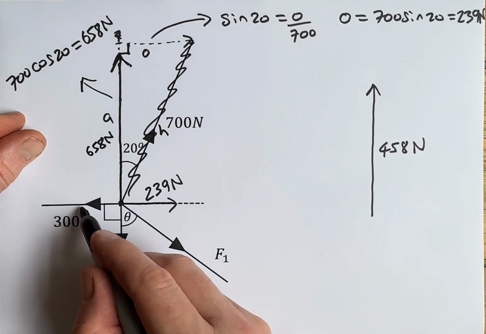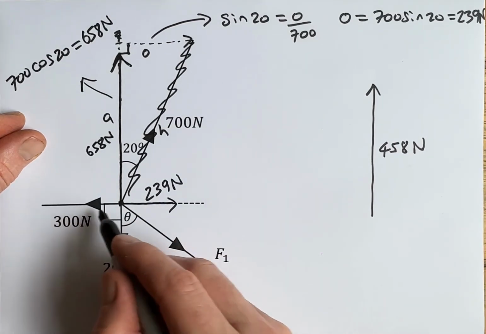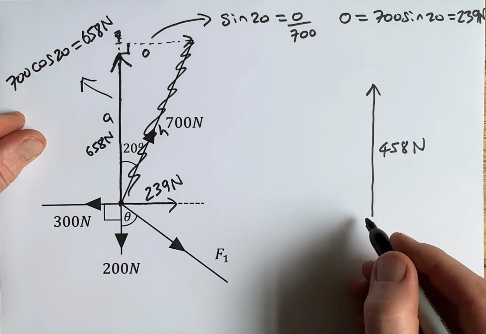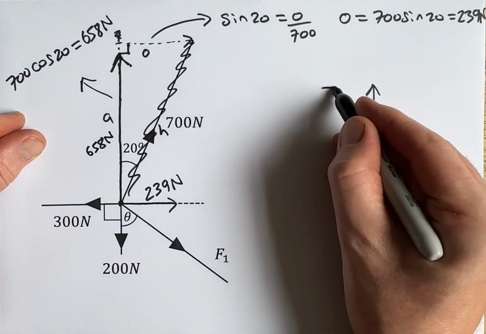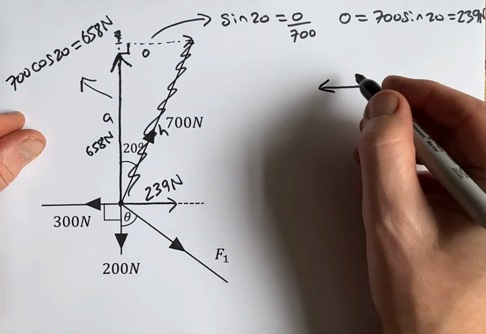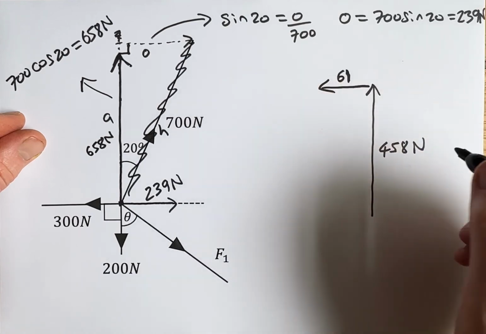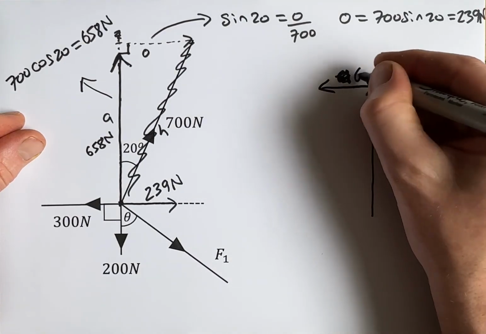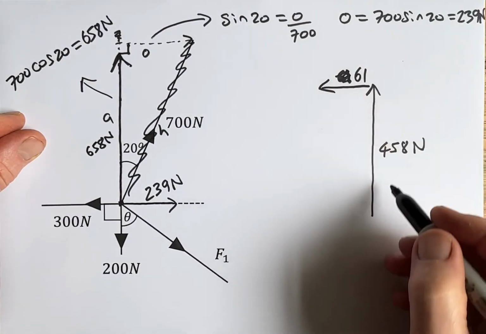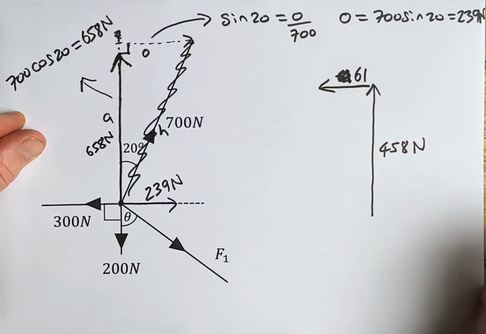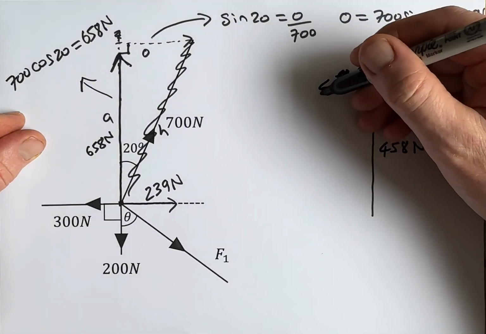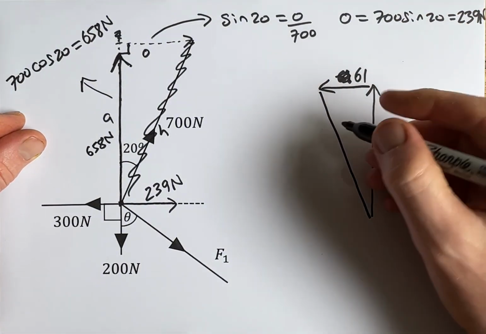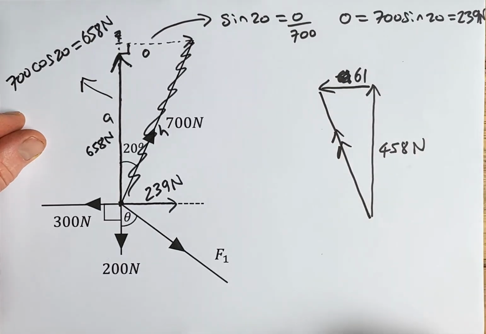Horizontally, we've got 300 acting this way, 239 that way. So if we take those two away, we get 61, and that is acting this way. So we've put 61. We've put these two vectors head to tail, and then we can work out the resultant of those two vectors now. If we draw a double arrow on there, that's the resultant.